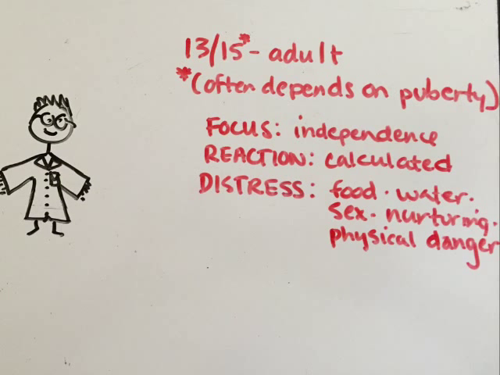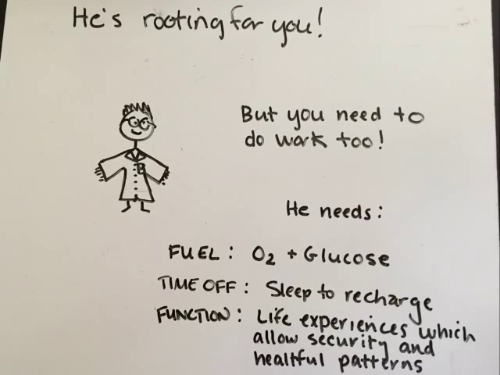As you move from that 13 or 15 to adult, your focus is independence. You are usually using a calculated reaction, and your distress is based on food, water, sex, or nurturing needs, or physical danger. And we express those things in much more complex ways than hitting or yelling.